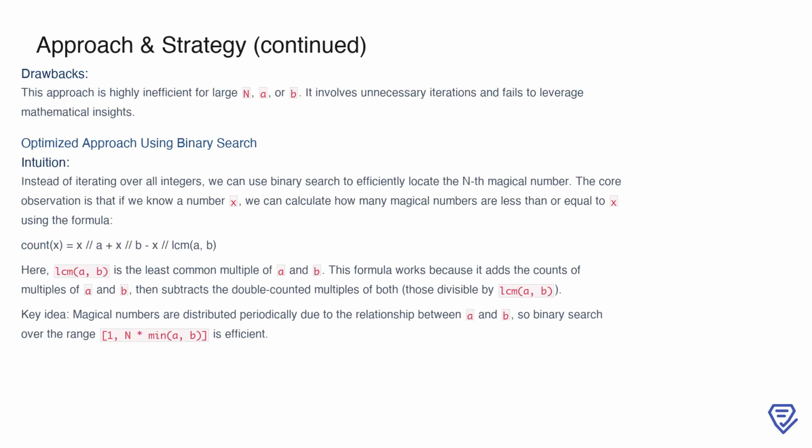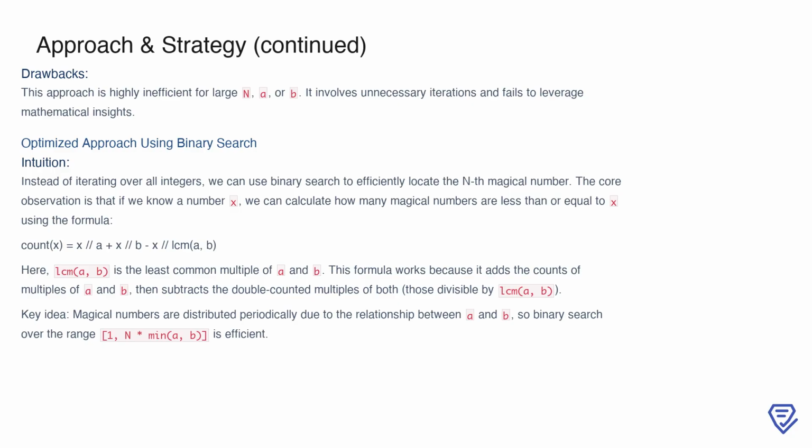The inefficiency of the brute force approach brings us to a more optimized solution using binary search. The key insight here is that instead of iterating over all integers, we can directly calculate how many magical numbers are less than or equal to a given number x. This is done using the formula, count(x) = x // a + x // b - x // LCM(a, b). The formula works by summing up the counts of multiples of a and b, then subtracting the double-counted numbers that are divisible by both, which are determined by their least common multiple, or LCM(a, b).